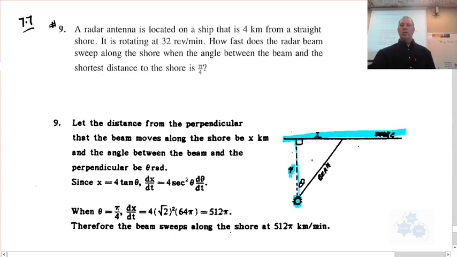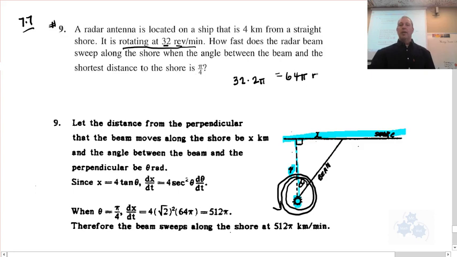Anyways, so the angle. So when it says something is rotating like this, right? That's going to be the angle. So think about this. It's shooting its sort of like signal. It's rotating. Doesn't matter which way. But it's rotating at 32 revolutions per minute. So that's 32 times 2 pi radians. So that's 64 pi radians per minute. Now that is the rate of change of the angle. So that's theta prime. Okay?